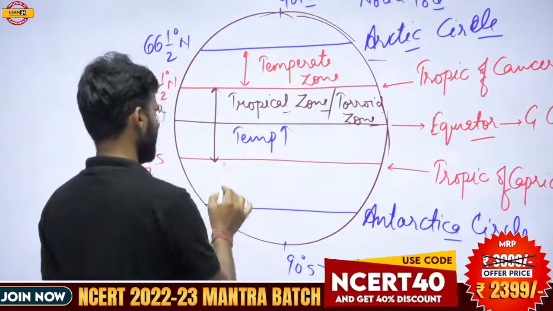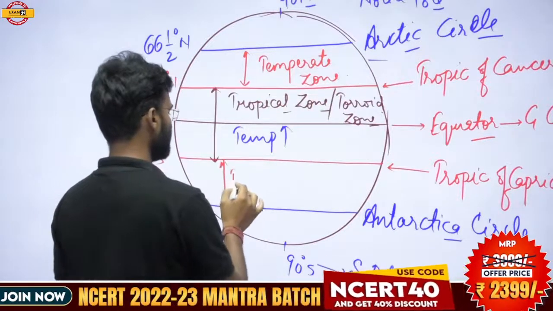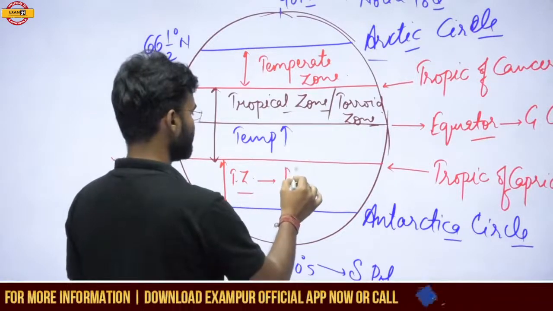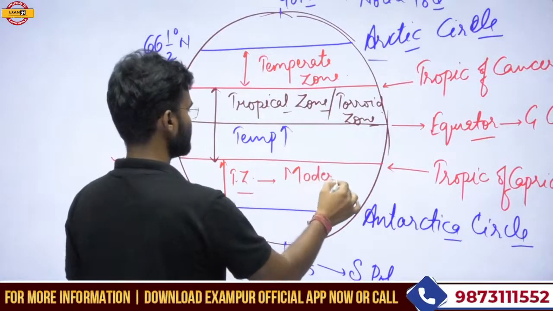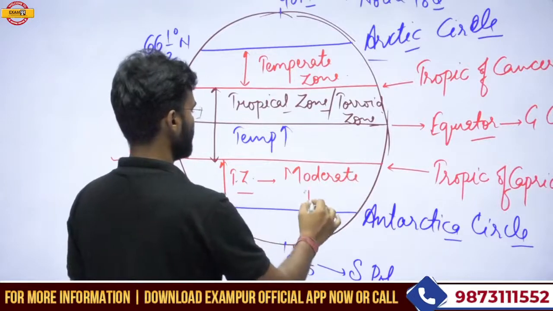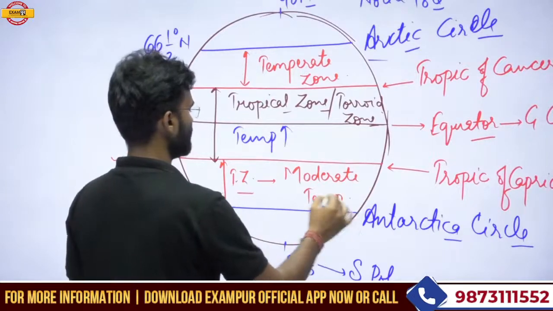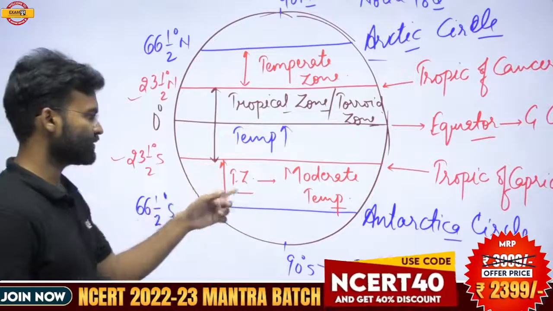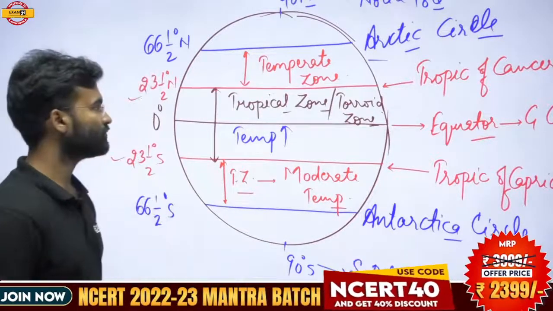In this zone also, this is the temperate zone. The temperate zone has a moderate temperature, and you should know about this. This is the zone of high temperature. This is the zone of moderate temperature.